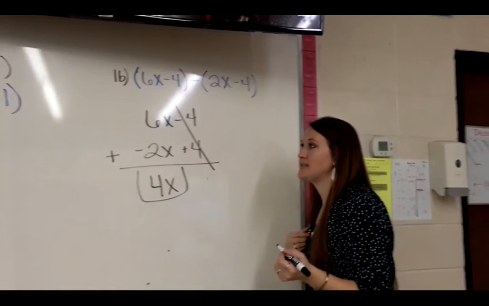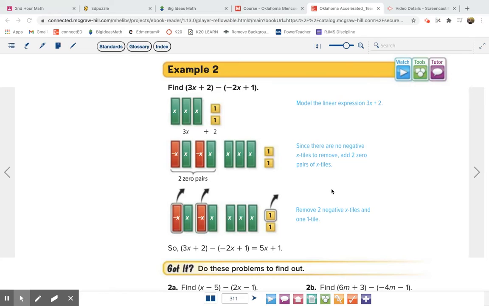Okay, let's look at example 2. On example 2, it's just more of the same type of problems. It's a subtraction problem, so we're going to have to use keep, change, change. So we keep everything in the first parentheses the same, change what's between them, and then change the sign of everything in the second parentheses. So it's going to become plus positive 2x minus 1. So then if I write that down, I have 3x plus 2.